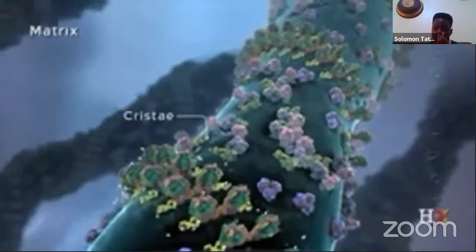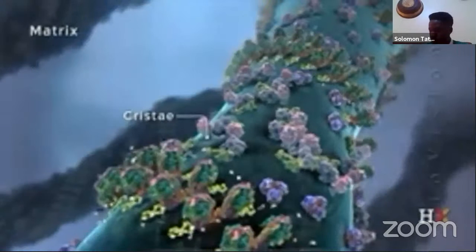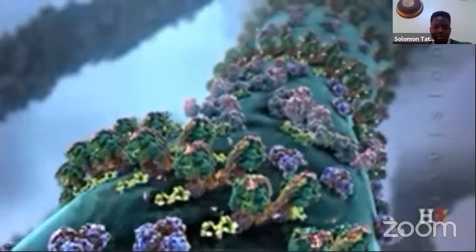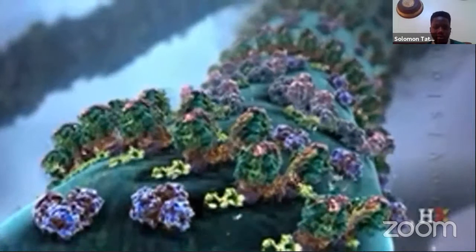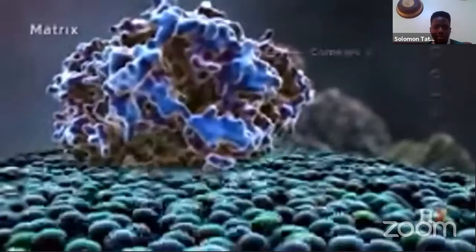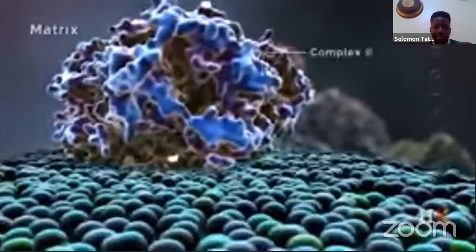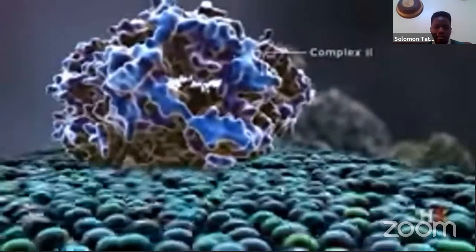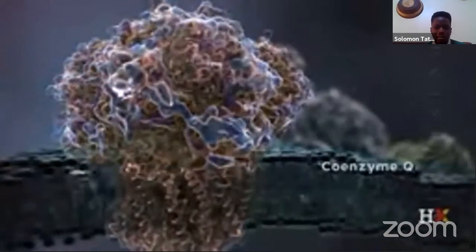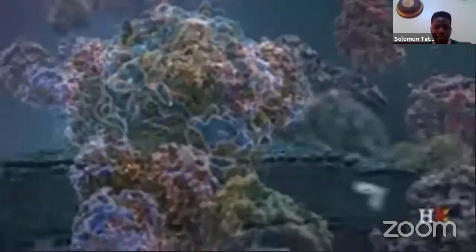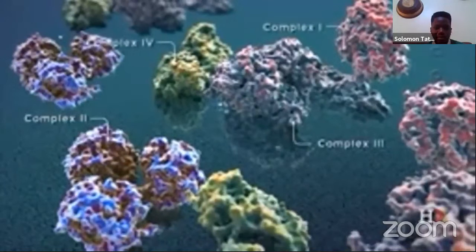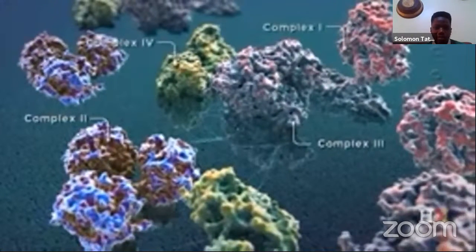Invaginations of the inner membrane, called cristae, contain 4 large protein complexes that harvest electrons from these carriers. Complex 2 accepts pairs of electrons from succinate and transfers them through a series of redox centers to coenzyme Q. The lipid-soluble coenzyme Q is reduced by electrons harvested from complexes 1 and 2, and then diffuses through the inner membrane, transferring its electrons to complex 3.